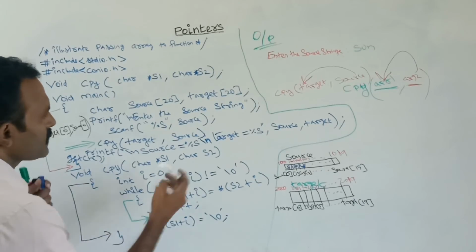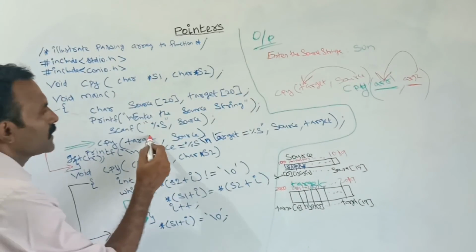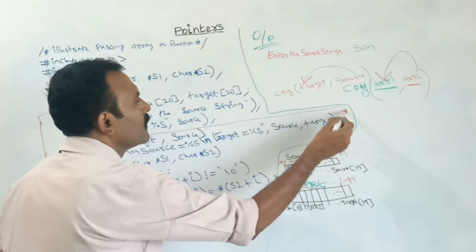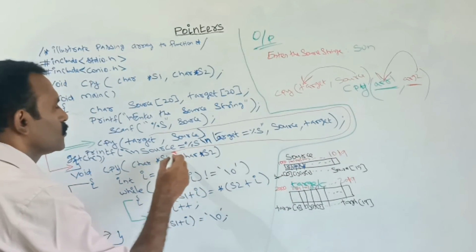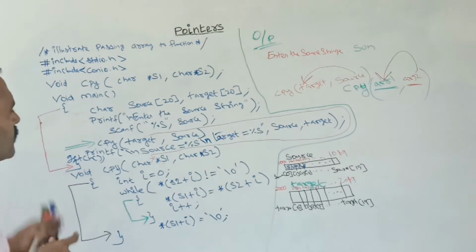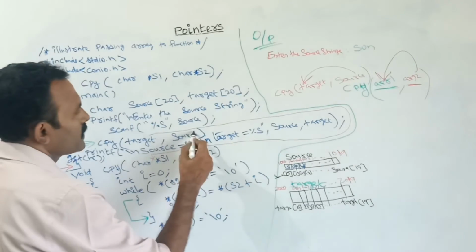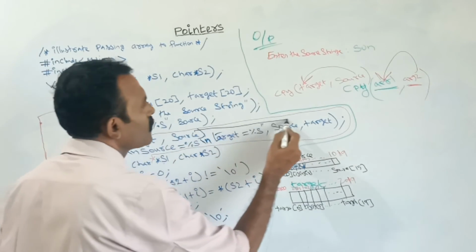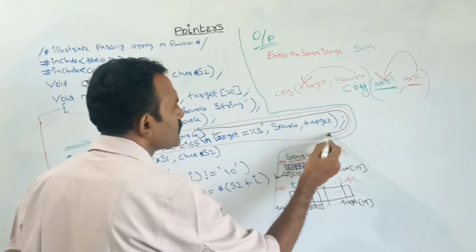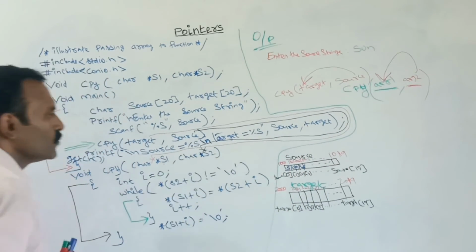So here you should mention star, so that this target starting address is stored to S1. Next, this source address is the second argument. So this source array base address is stored to S2.